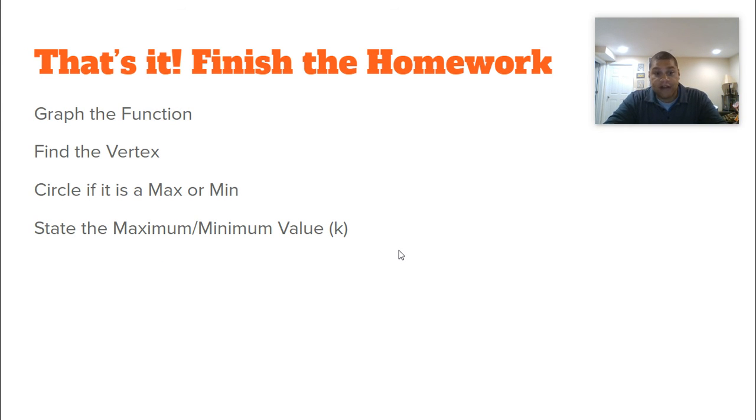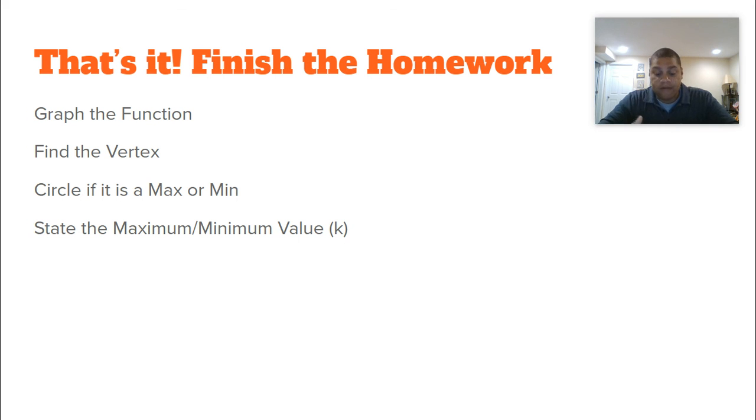Graph it, find the vertex. Always got to find the vertex. Circle if it's a max or minimum. If you're looking on the worksheet, you'll see it just says max, min, circle 1. Just literally just circle it. And then tell me what that minimum value is. And I even wrote the y equals k in there for you this time. And when I say I, I mean Mr. Arity because he made the worksheets, but you get the idea, okay? It's already there for you, all right? You just got to write in what k is, all right?